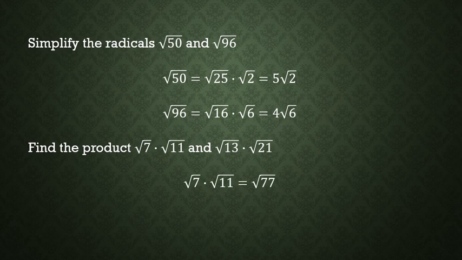Similar kind of thing for this guy here. The square root of 13 times 21, and 13 times 21 is 273. So those are the two different ways we can use our product property. Take a single radical and simplify it, or we can take the product of radicals and turn it into a single radical.